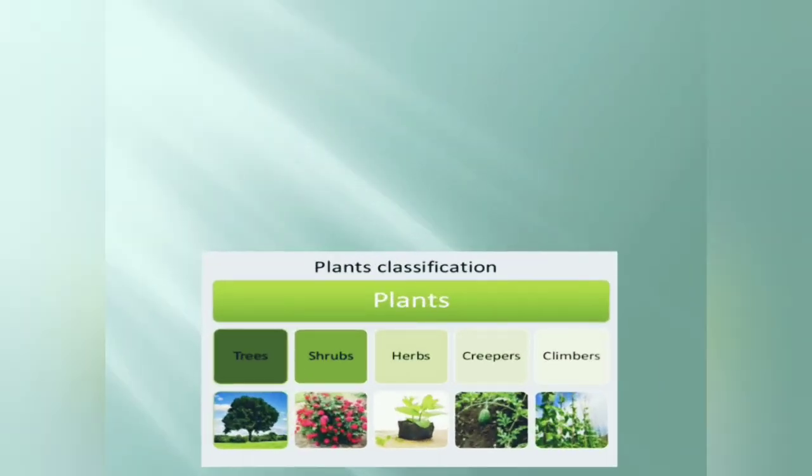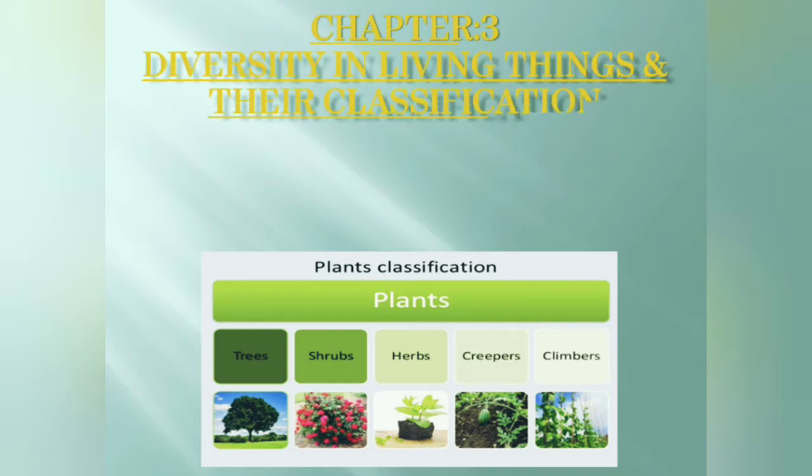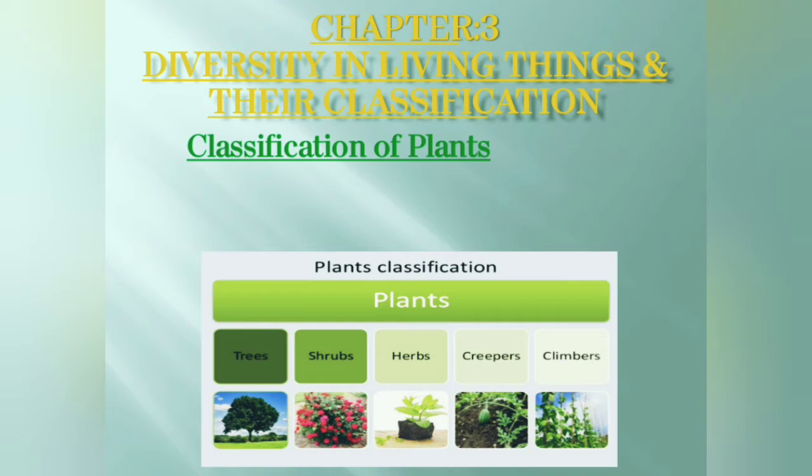Hello students, today we are going to start chapter number 3, Diversity in Living Things and Their Classification part 3. In this chapter we will start with classification of plants. Here we can see that in this chart there are 4 types. The first one is tree, then shrubs, herbs and vines.